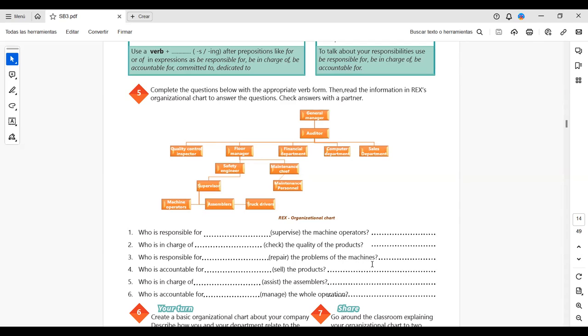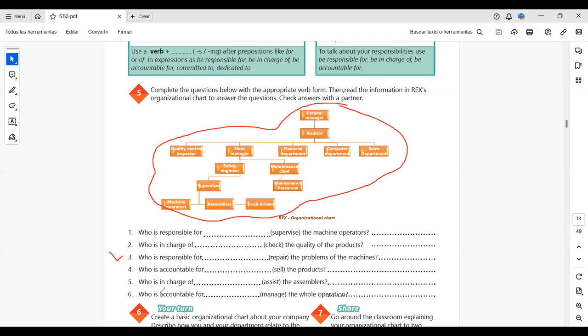Which of these do you think is the responsible one? Auditor. But from this chart you have here, you have the information here. Quality control inspector. Okay. Quality control inspector? Inspector, okay, that's it.